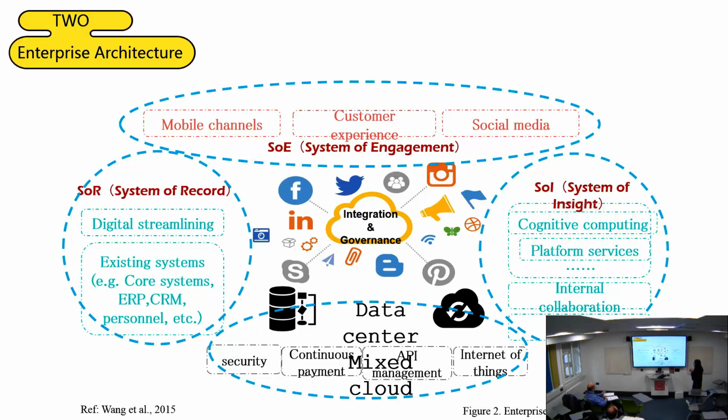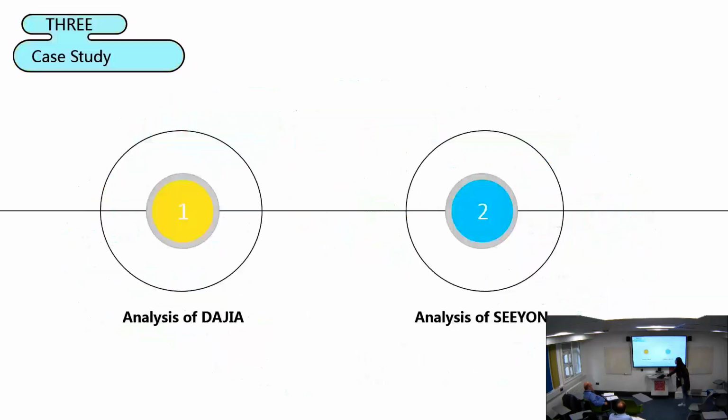So I think not every company needs to use all of these systems. And this enterprise architecture also shows the changing of, how to say, it illustrates the idea of digital transformation. It's a kind of change, a kind of transformation. And the next part is two enterprise cases.